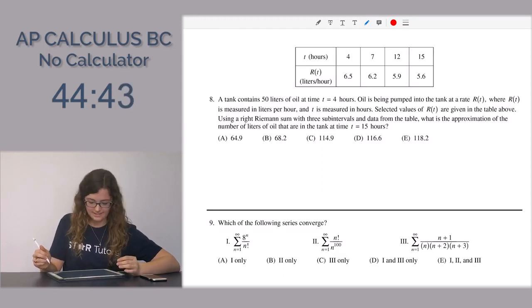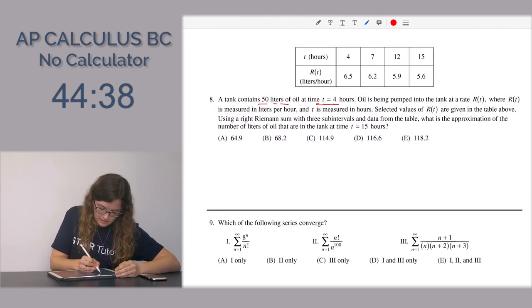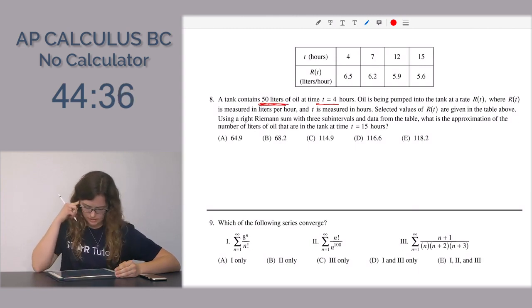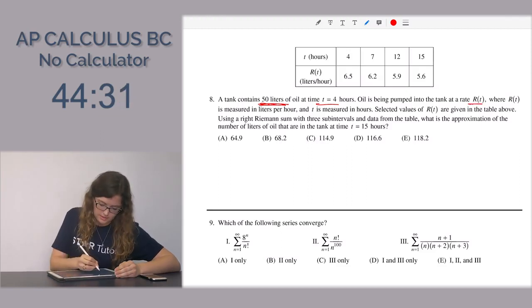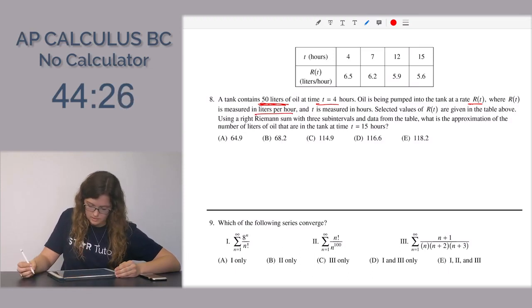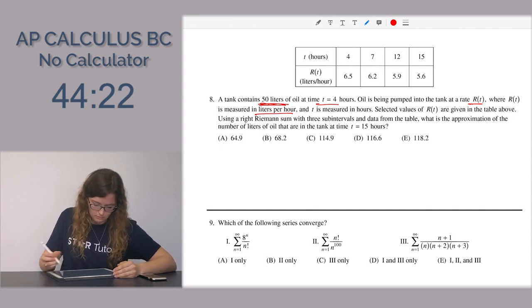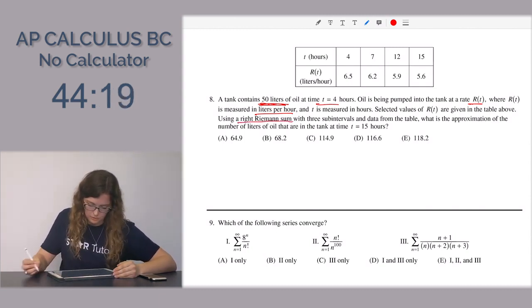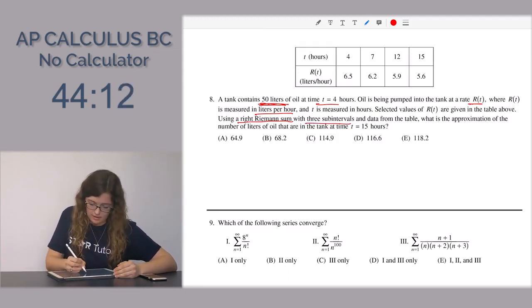A tank contains 50 liters of oil at time 4. All right, so that's important. That's going to be our initial condition. Oil is being pumped into the tank at a rate, R of t, where R of t is measured in liters per hour. T is measured in hours. Selected values of R of t are given in the table above. Using a right Riemann sum with 3 subintervals and the data in the table, what's the approximation of the number of liters of oil that are in the tank at time t equals 15 hours?